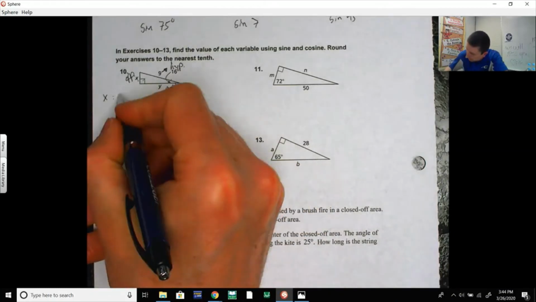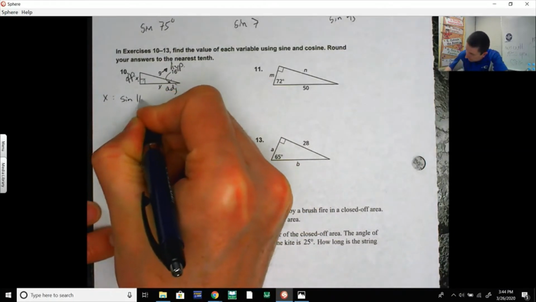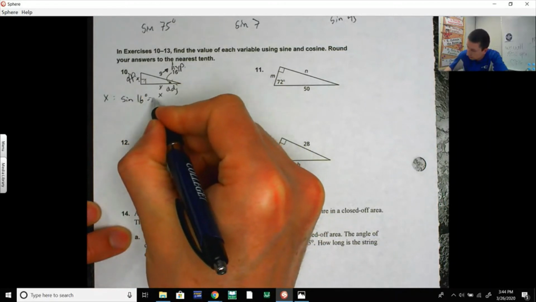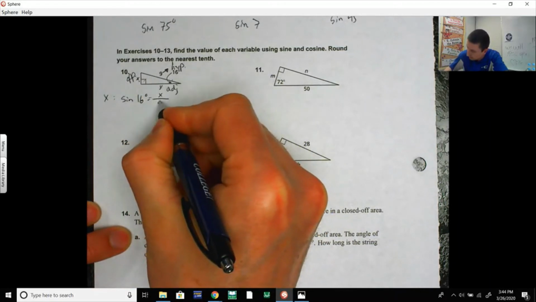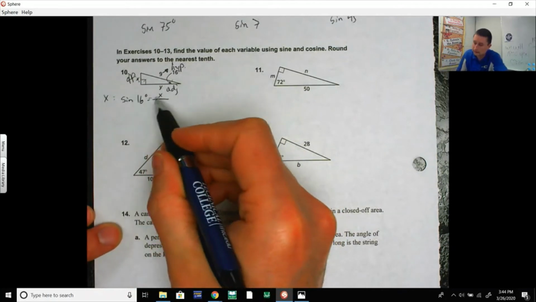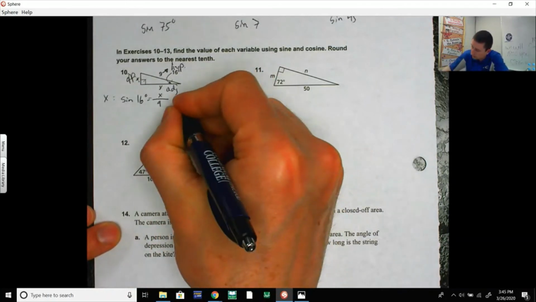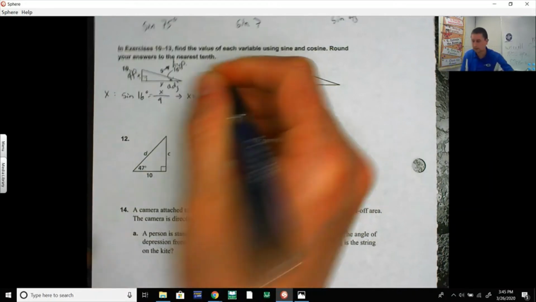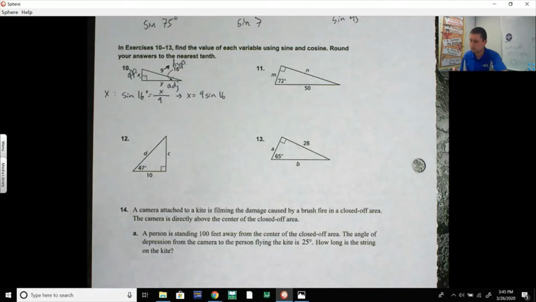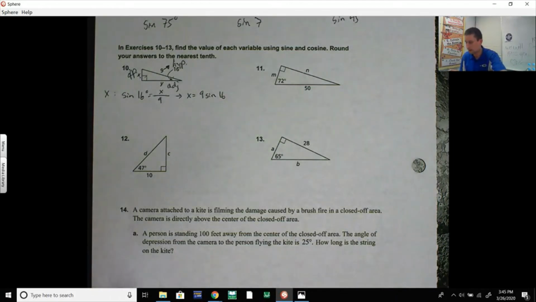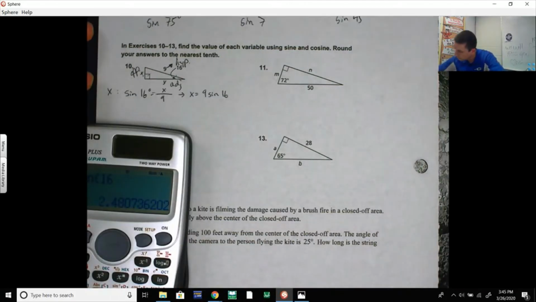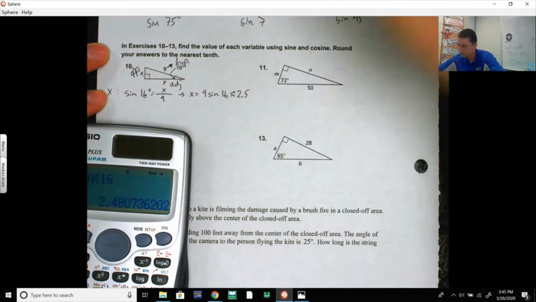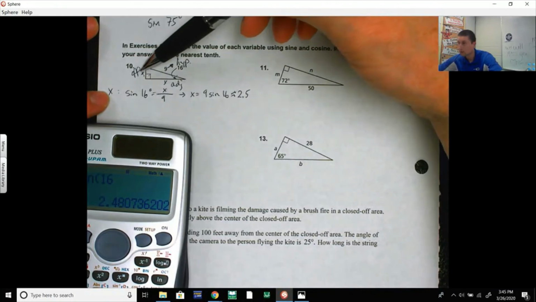So for the x, I have the sine of 16 degrees equals the opposite side, which is x, over the hypotenuse, which is 9. So sine of 16 is opposite over hypotenuse, so x is going to equal 9 times the sine of 16. Okay, so 9 times the sine of 16, we get about 2.48, round your answer to the nearest tenth, so that's about 2.5. So I'm using sine because it's opposite over hypotenuse.